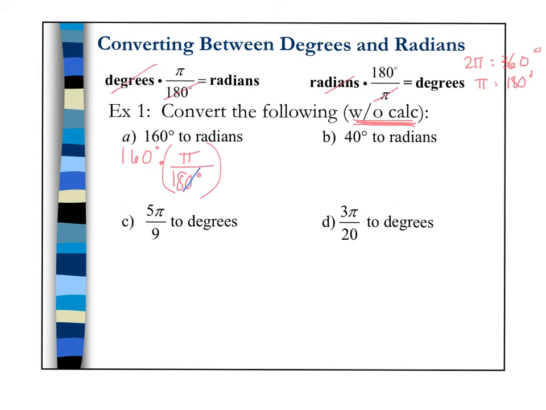First things first, we can take a 0 off each of them, divide them both by 10. Then I can take 16 into 18 and reduce that to 8/9. So my answer is 8 pi ninths.